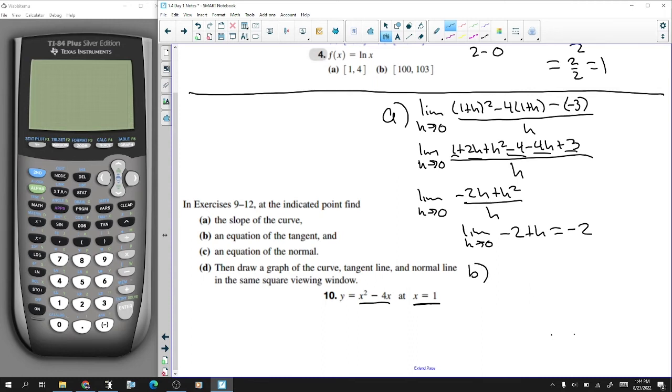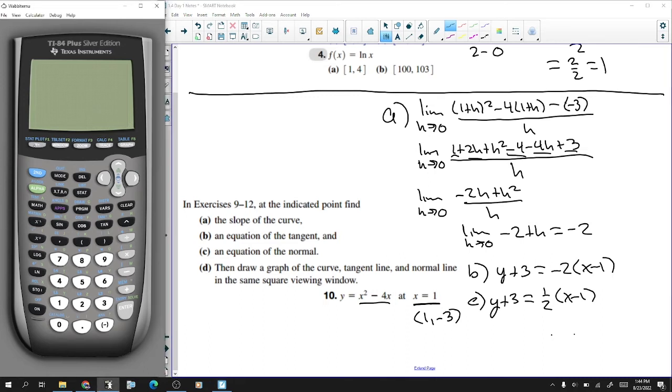B, an equation of the tangent line. Well, the point is 1, negative 3. So we have y plus 3 is equal to negative 2 times x minus 1. Letter C, an equation for the normal would be y plus 3 equals 1 half times x minus 1. Then draw a graph of the curve, tangent line, normal line in the same square viewing window.